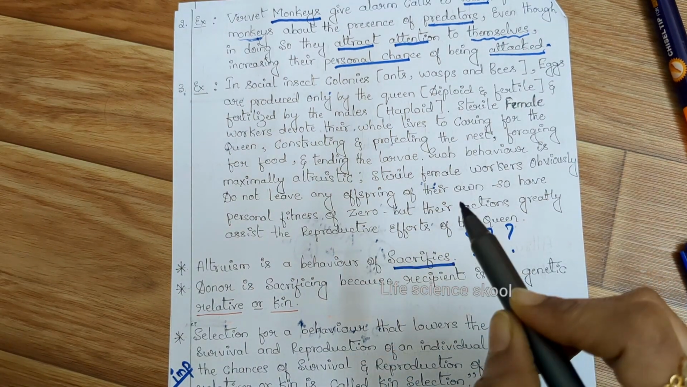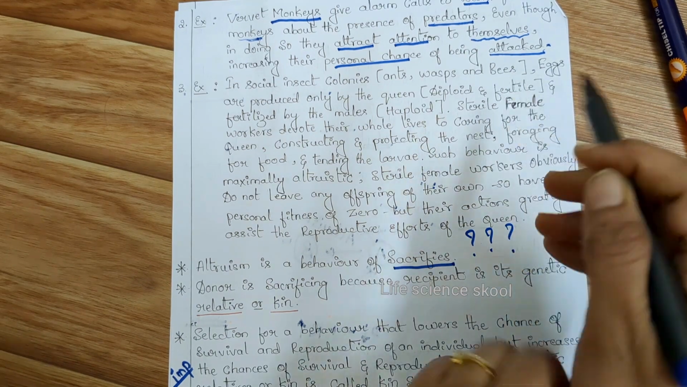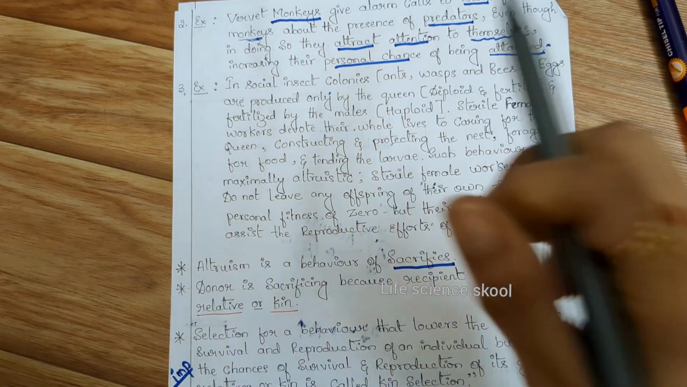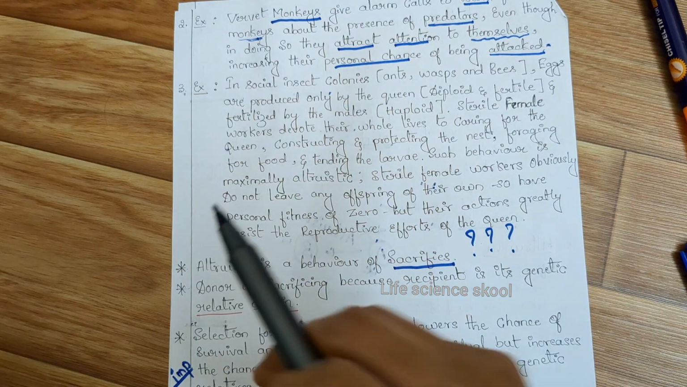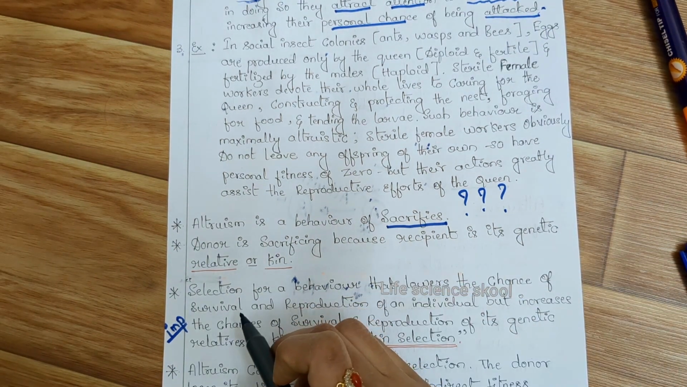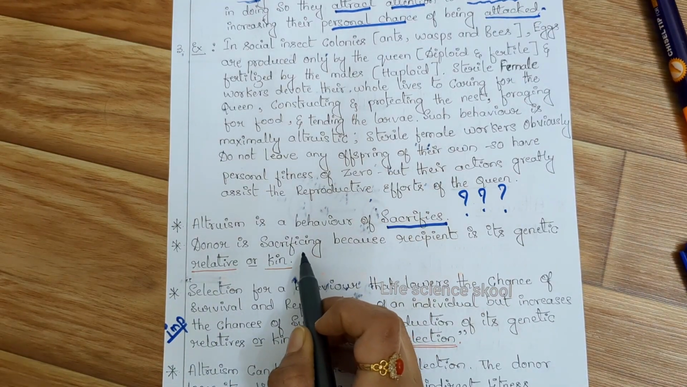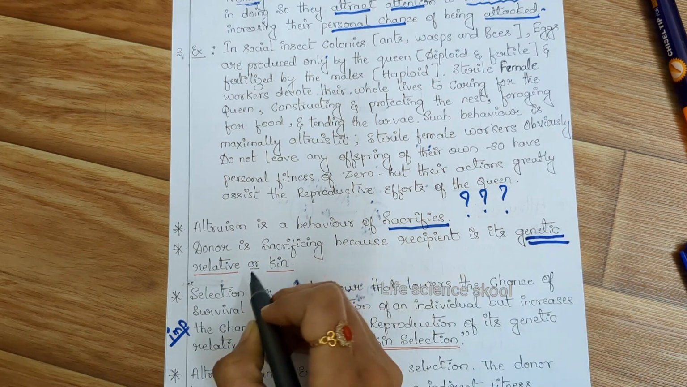Because mother is a relative for you, right? A very close relative for you. If she is very close, then altruistic behavior is much greater, much stronger. Obviously all animals will show this. Even in the word kin, the common English term, kin means relative. So understand this kin selection behavior: the donor is sacrificing because the recipient is its genetic relative.